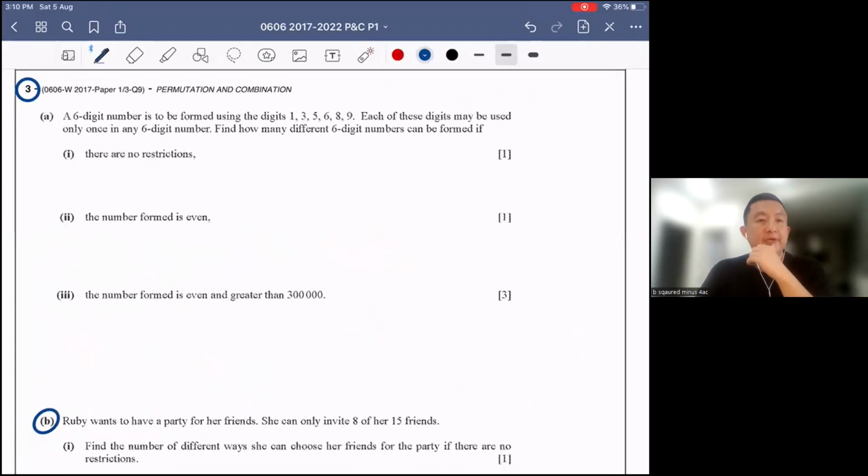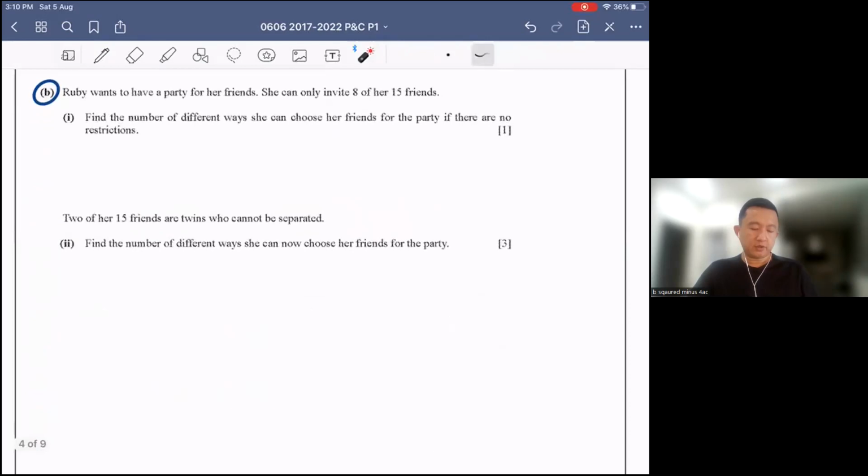A 6-digit number is to be formed using digits 1, 3, 5, 6, 8, 9. Oh, okay. Oh, no, this is not needed. The same kind of question, right? We skip. We only look at this one.